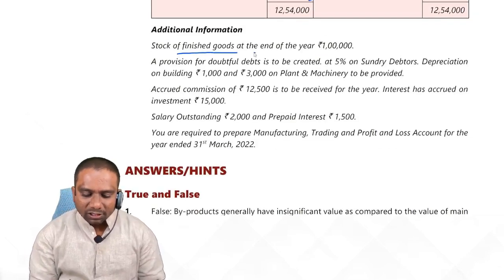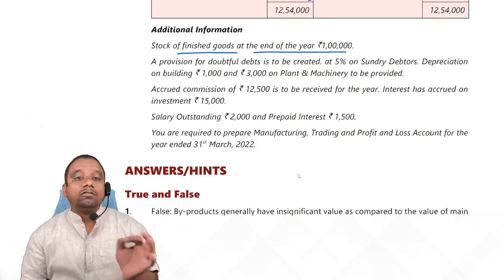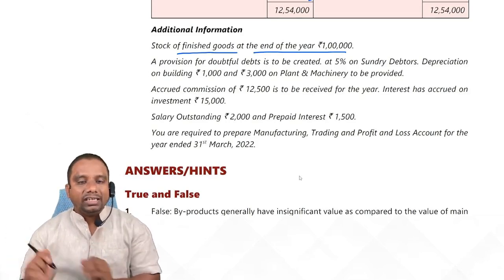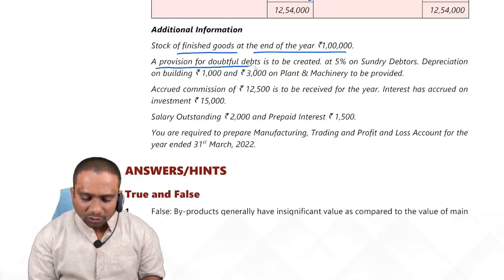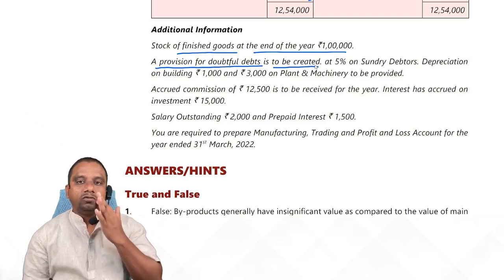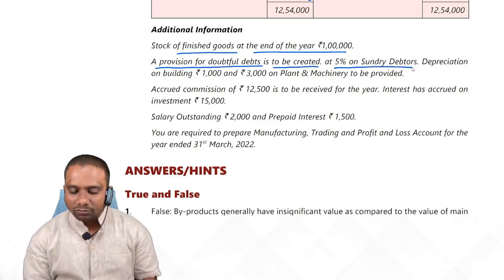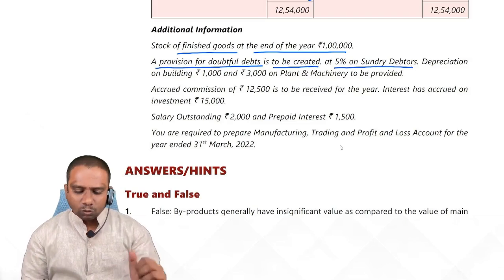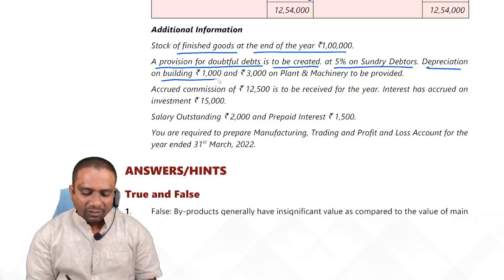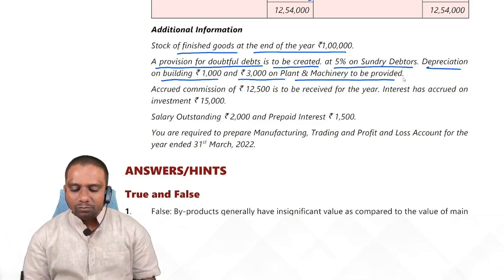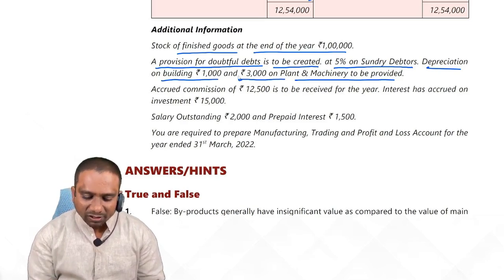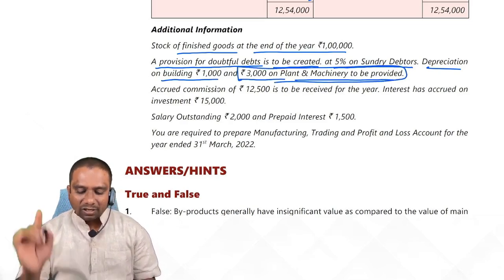Stock of finished goods at the end of the year 1 lakh. Stock of finished goods. So trading account credit side. A provision for doubtful debts is to be created 5% on sundry debtors. Already you know this adjustment. Depreciation on building 1,000 and 3,000 on plant and machinery. Depreciation on plant and machinery, don't forget to take it to the manufacturing account.